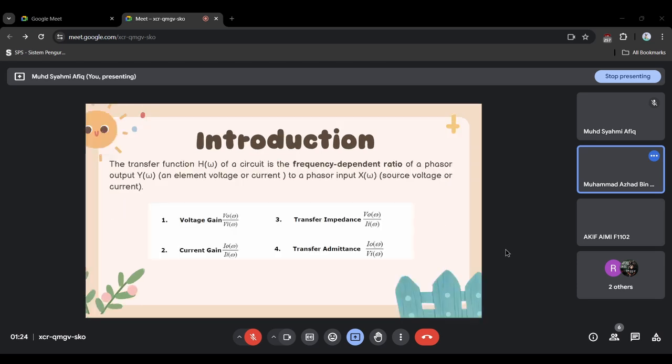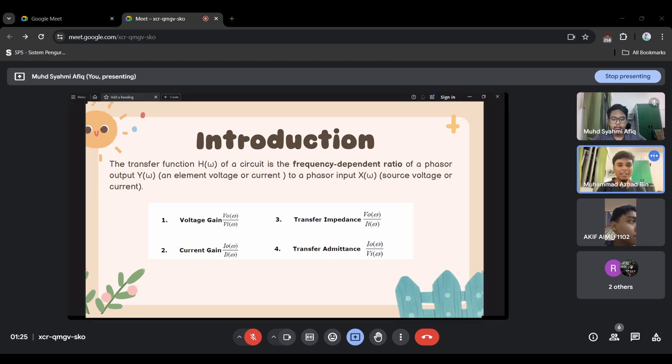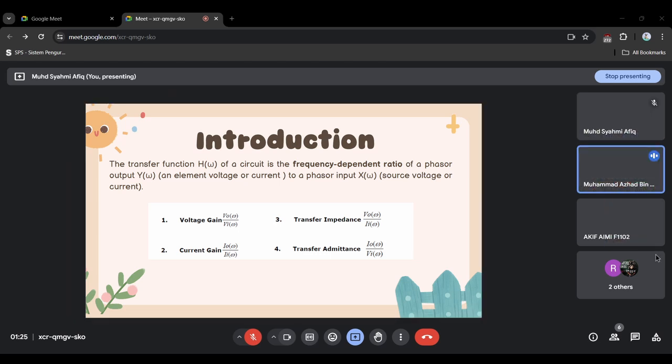Okay, introduction. The transfer function H(omega) of a circuit is the frequency dependent ratio of a phasor output Y(omega), an element voltage or current, to a phasor input X(omega), source voltage or current. Transfer function is divided into four. First, voltage gain. Second, current gain. Third, transfer impedance. And fourth, transfer admittance.